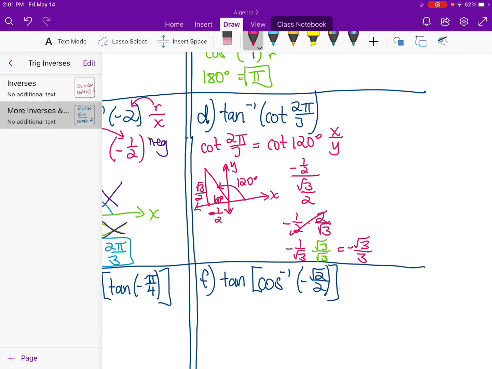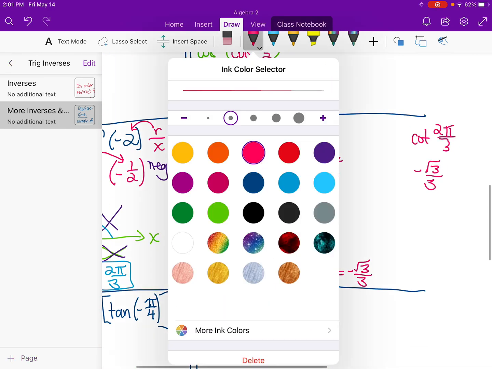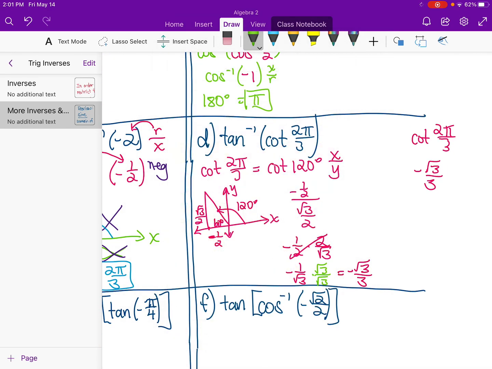So we get that. Now remember, that's just the cotangent value. So cotangent of 2 pi over 3 is equal to negative rad 3 over 3. And they want, hold on, let me see how I color-coded that. Okay, they want us to take the tangent inverse of that.